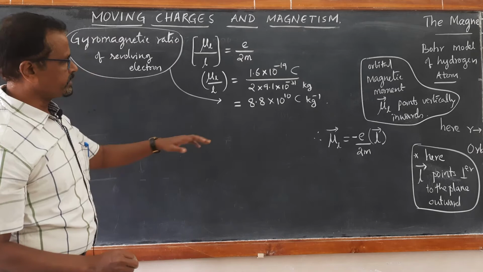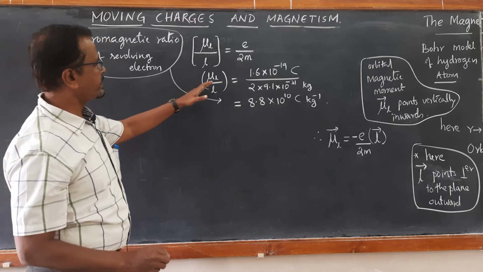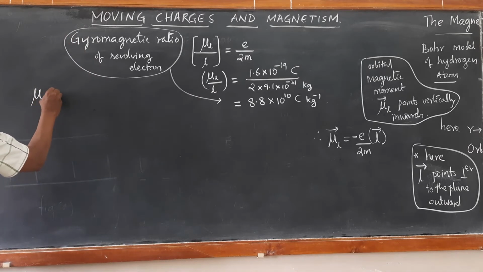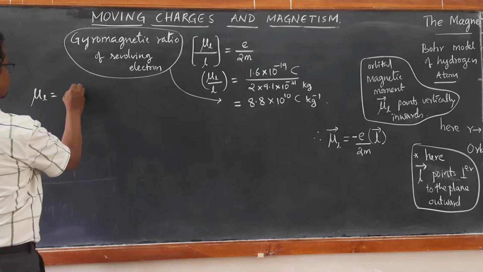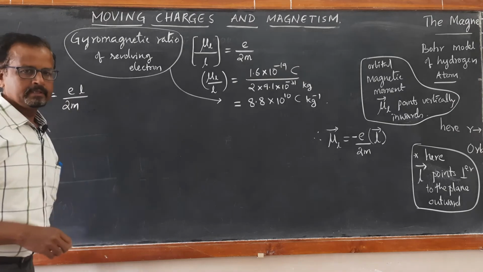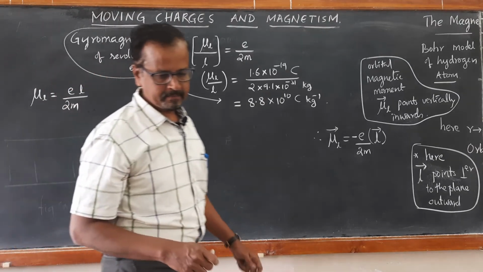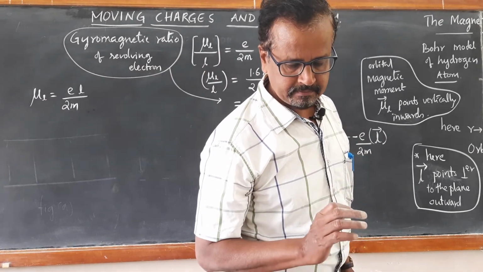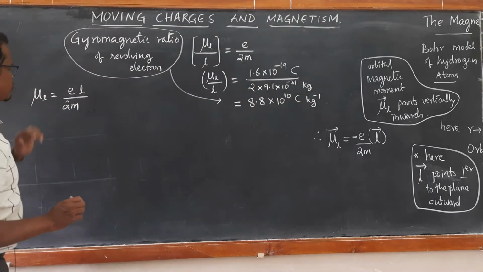Now, coming back to the equation of the magnetic moment, the orbital magnetic moment of a revolving electron, mu L is equal to eL upon 2m. Let us take only the magnitude, so we will not consider the negative sign. If you take the negative sign, then you have to write the direction. Here L is the angular momentum.